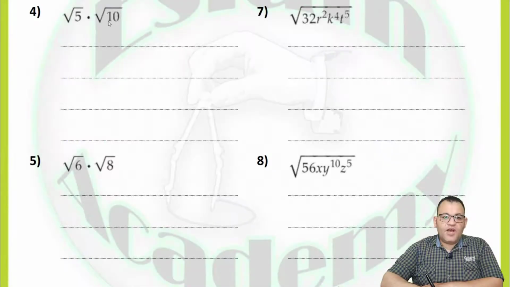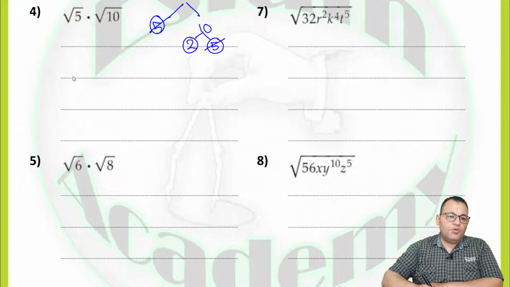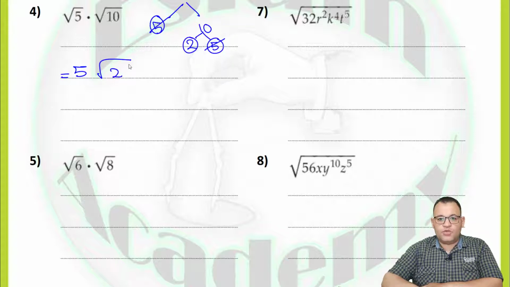The square root of 5 times the square root of 10. Now we have 5 and 10. Just write 5 inside, and we have 2 multiplied by 5. Both of them are prime numbers. From each two similar numbers, we just write 1 outside. The single number, just write it inside the square root. The square root of 32.